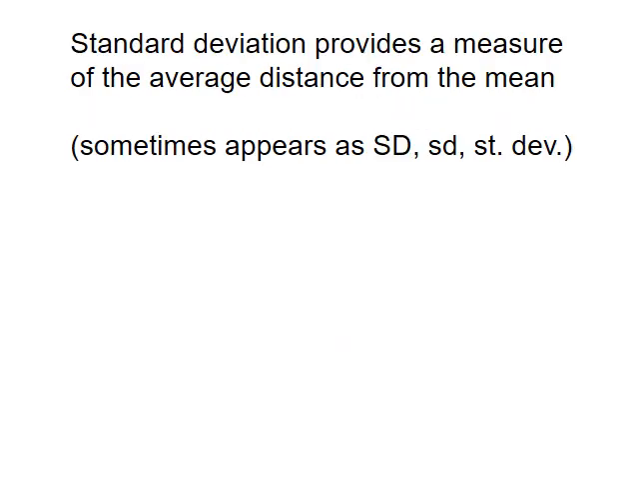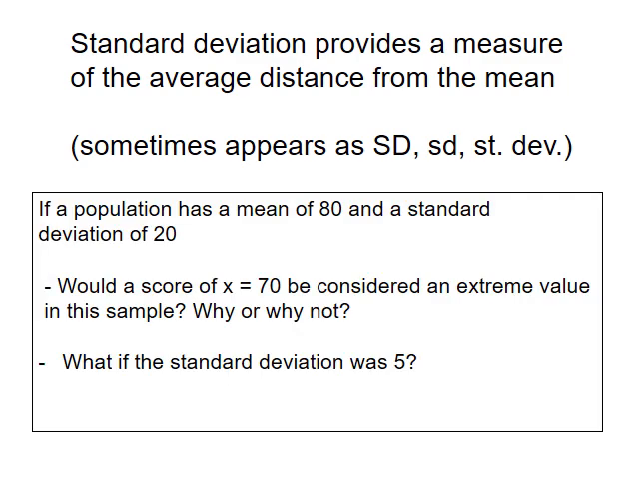Okay, so now that you know what a standard deviation is, we can start using standard deviation to help us understand our data in a meaningful fashion. So if we've got a population where the mean is 80 and the standard deviation is 20, the average distance between any given score and the mean is 20. Would a score of 70 be considered an extreme value in this sample? Why or why not? What if the standard deviation was 5? These are questions we'll consider when we work through some examples in class, but just some food for thought.